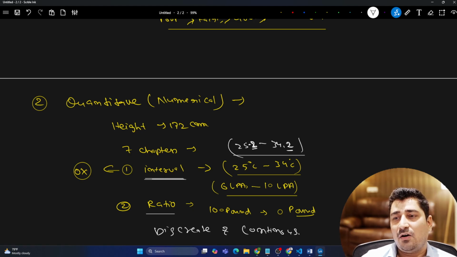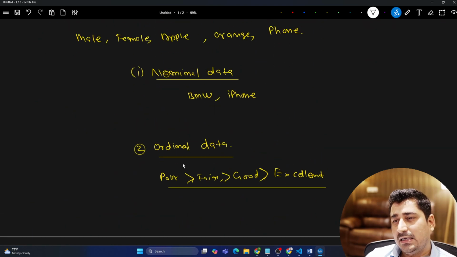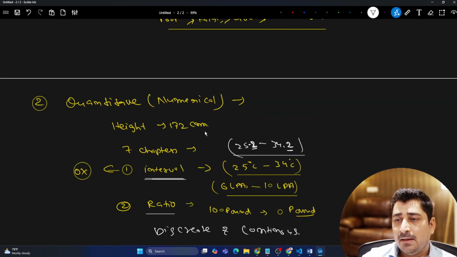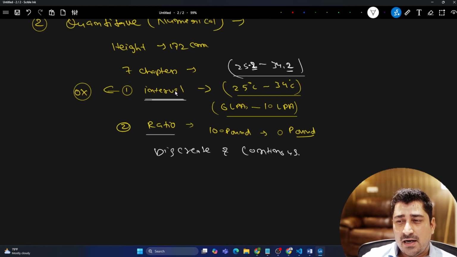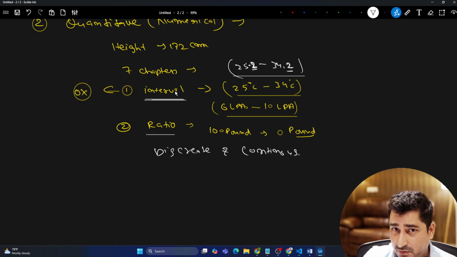So now guys, this is how we can try to divide data: qualitative data and quantitative data. Inside qualitative data, we are dividing this data into nominal, by name, and ordinal, by order. Inside quantitative data, we are dividing the data into interval and ratio. Interval will always be continuous, from any range to any range, right? But ratio can be discrete as well as continuous. So this is something that you all are supposed to know.